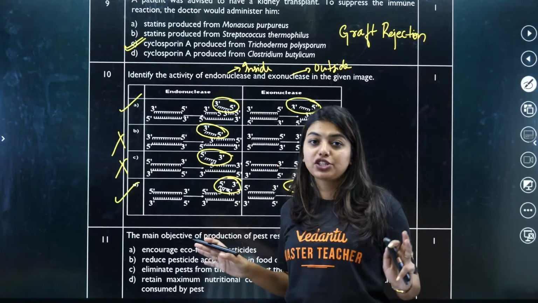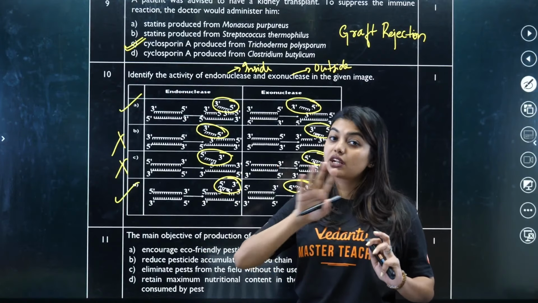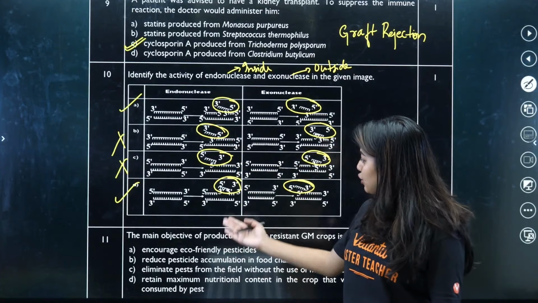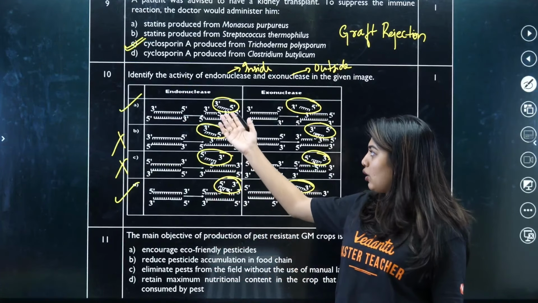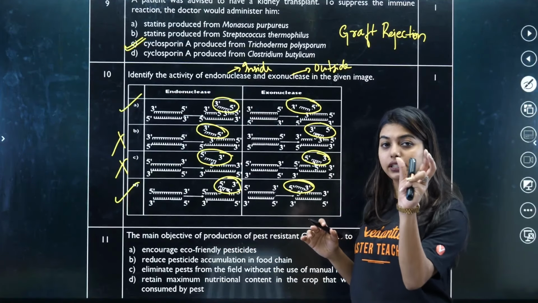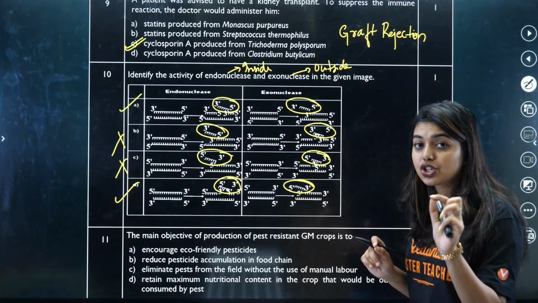3', it is not mentioned in your NCERT that endonuclease will always cut from which side and which side is correct. So both the options are correct, okay? You can go for option D according to your answer booklet, or option A also is correct because the location, where they are cutting, is right, okay? Now only the direction is not mentioned.